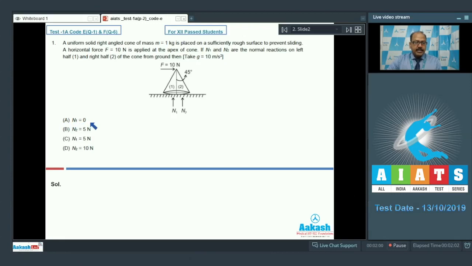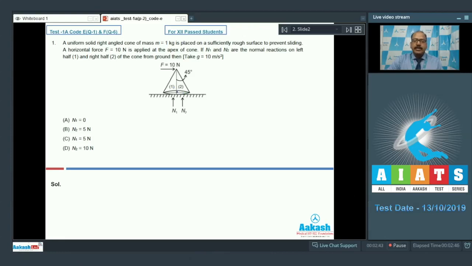Option A says N1 is 0, option B says N2 is 5 Newton, option C says N1 is 5 Newton, and option D says N2 is 10 Newton. We have to evaluate each of these four options, which ones are correct and which ones are incorrect. It's given that the friction is sufficient to prevent any sliding of the cone, and we have to evaluate the values of N1 and N2.